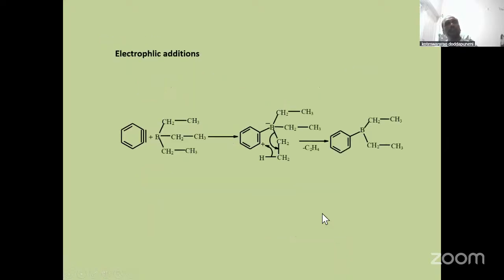Next, electrophilic addition reactions. It is undergoing electrophilic addition reaction with the trialkyl borane that leads to the formation of borane substituted phenyl or benzene derivatives, aromatic derivatives. Okay, these are about the intermediates.